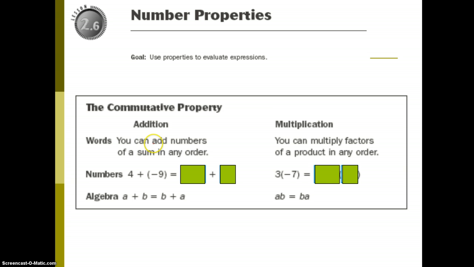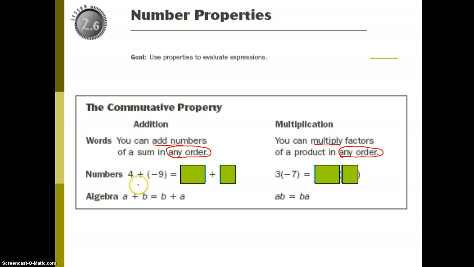What it says is that you can add numbers of a sum in any order. So again, you can add numbers in any order. It's important to remember this word, any order. Same thing with multiplication. You can multiply factors in any order.